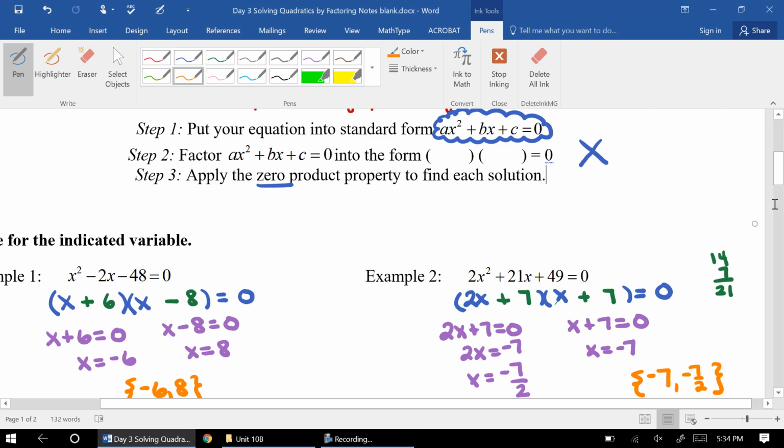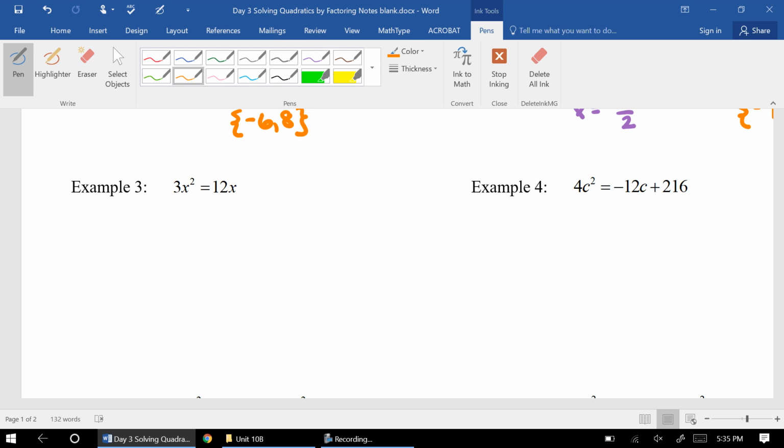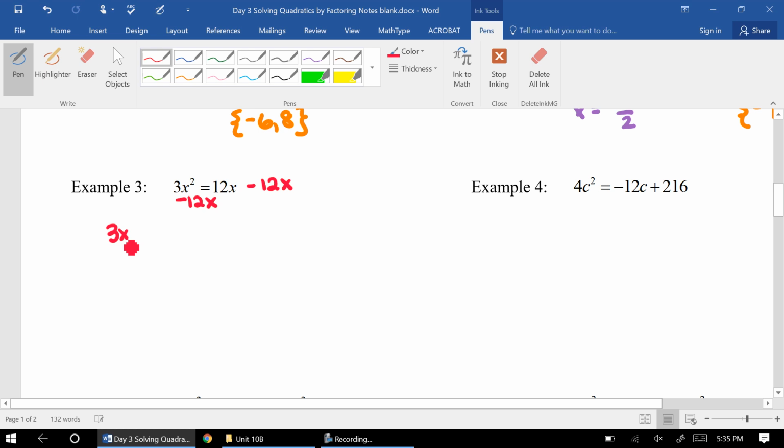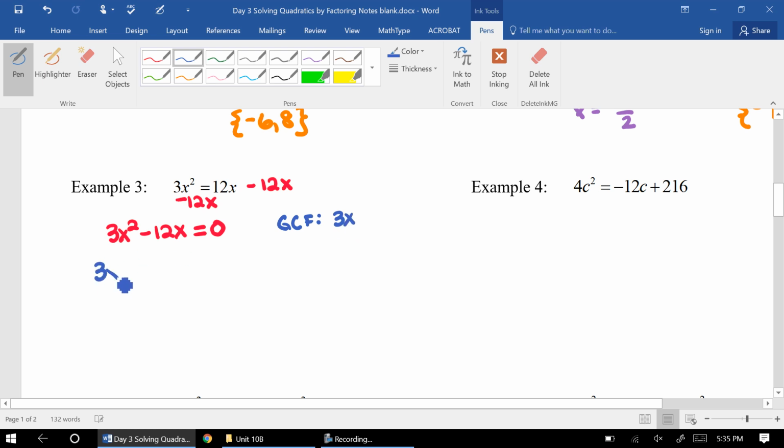Continuing on to example number 3. For example number 3, the first thing I notice is that this is not set equal to 0. So I'm going to fix that by subtracting 12x from both sides. I now have 3x squared minus 12x equals 0. And I notice that I have a common factor between these. So if I take a GCF of 3x out of these 2 terms, I'm going to wind up with 3x times the quantity x minus 4.